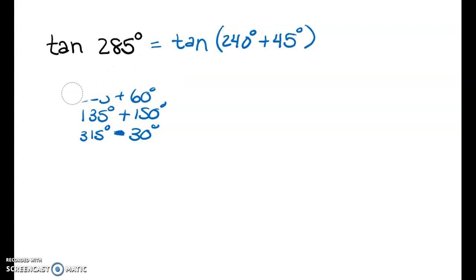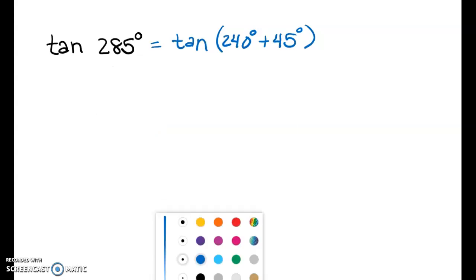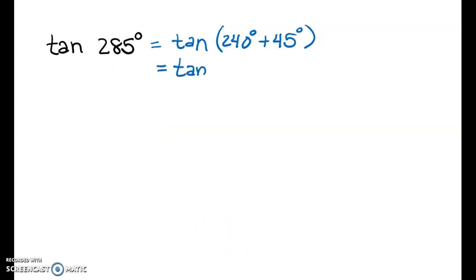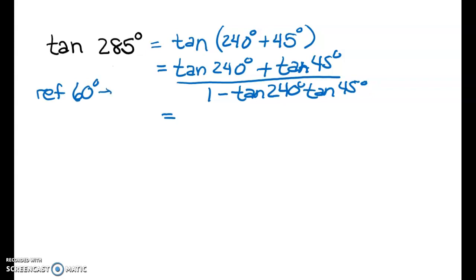All right, so let me erase these. That will give us the tangent of 240 degrees plus the tangent of 45 degrees all over 1 minus the tangent of 240 degrees times the tangent of 45 degrees. All right, so what is the tangent of 240 degrees? Well, that's going to have a reference angle of 60 degrees. It's going to be Q3, right? Q3, so tangent's going to be positive.